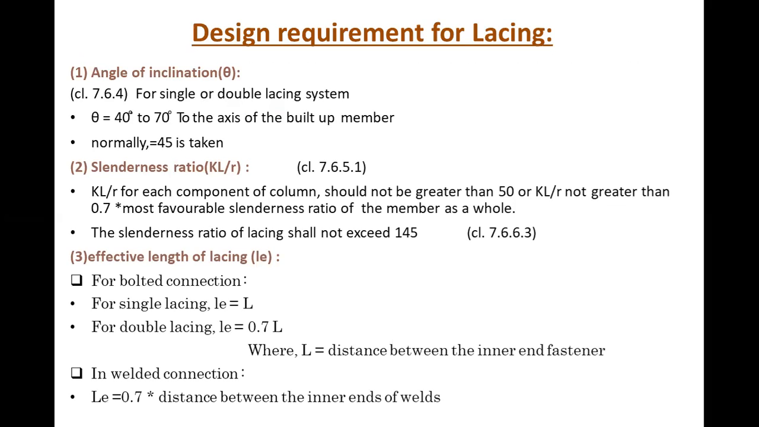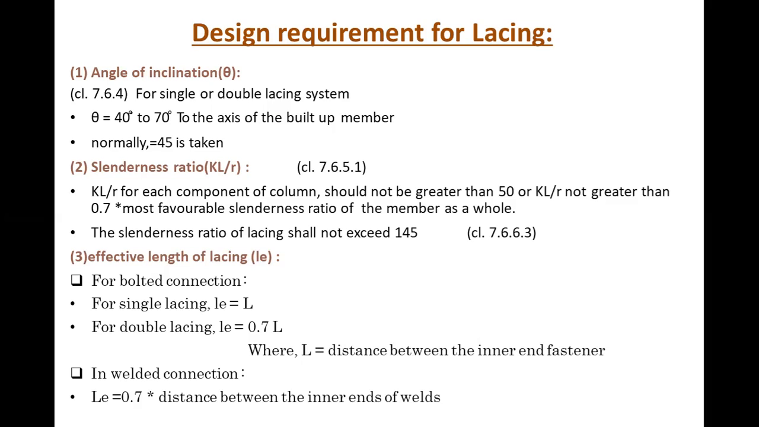First one is the angle of inclination, denoted by theta, which is given in clause 7.6.4 for single or double lacing system. Theta is 40 degrees to 70 degrees to the axis of the built-up member, normally taken as 45 degrees, right? Next is slenderness ratio, denoted by KL by r and given in clause 7.6.5.1. KL by r for each component of the column should not be greater than 50, or not greater than 0.7 multiplied by the most unfavorable slenderness ratio of the member as a whole. The slenderness ratio of lacing should not exceed 145, which is in clause 7.6.6.3.